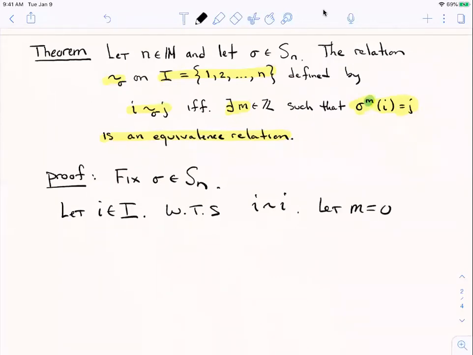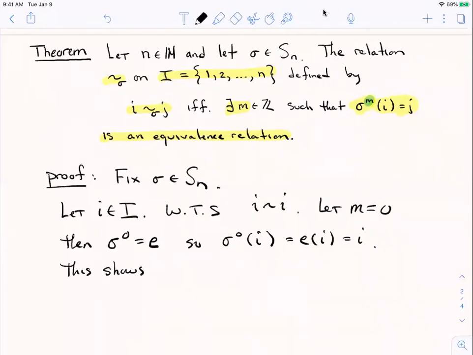So I can take m to be 0. If I take m to be 0, then sigma to the 0 is the identity. In a group, anything raised to the 0th power is the identity. So sigma to the 0 of i is, well, it's the identity on i. That's i, right? So this shows that i is related to i, and this is reflexive.